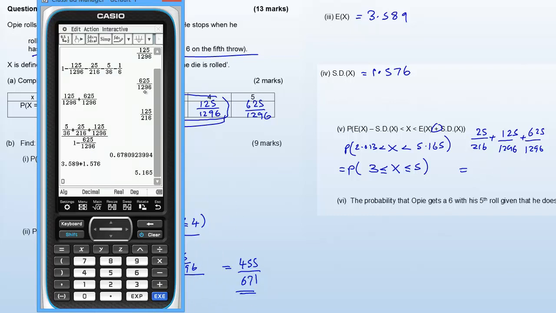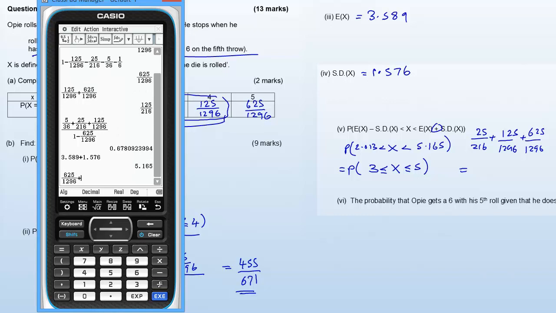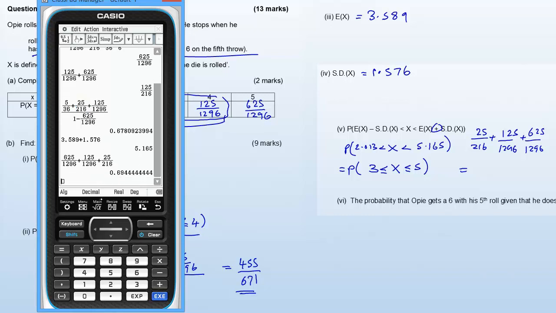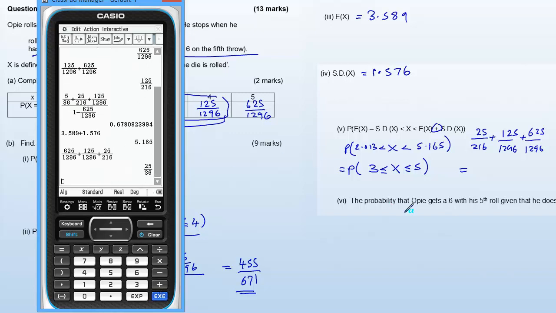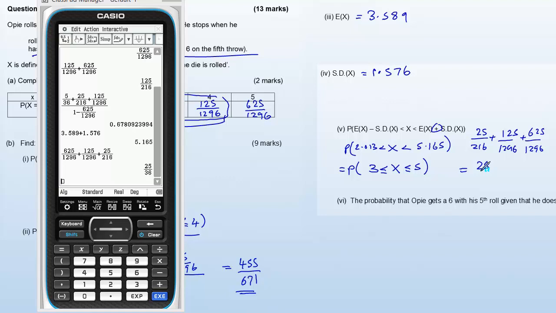So that's that one added to that one added to that one, and I should have gone for standard form, 25 over 36.